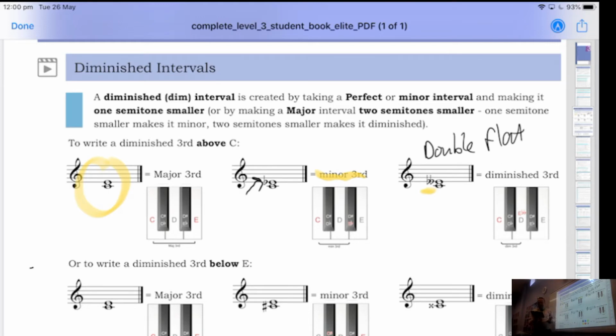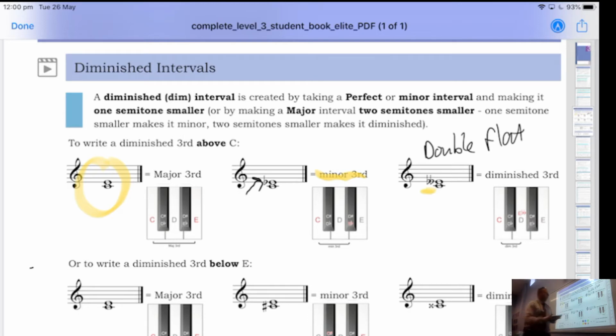But anyway, we'll survive. So that is a double flat, which means the note has been lowered by two semitones. So we've gone from major to minor third. If that note comes down again, you've got what's called a diminished third.